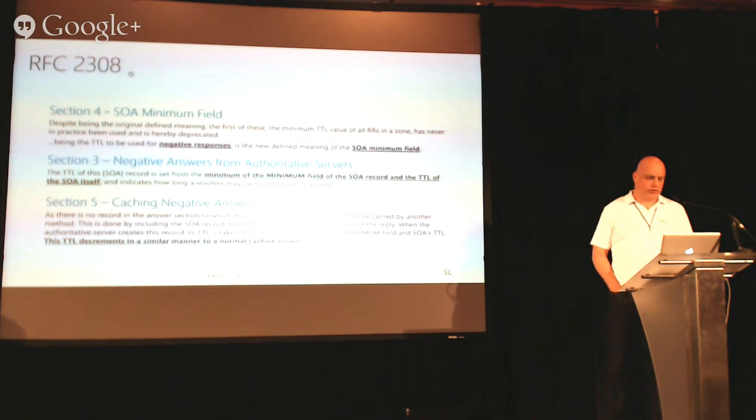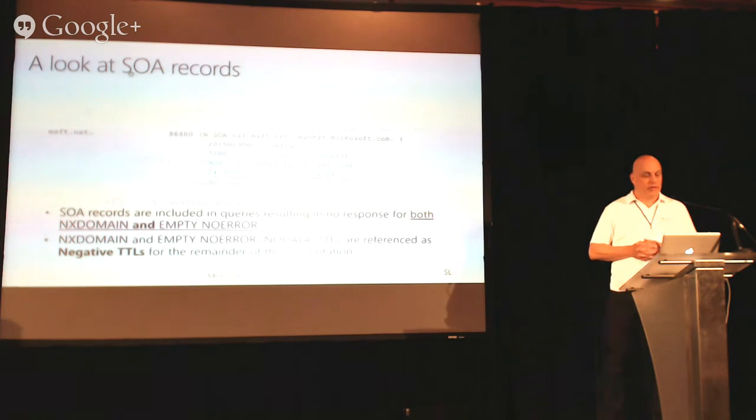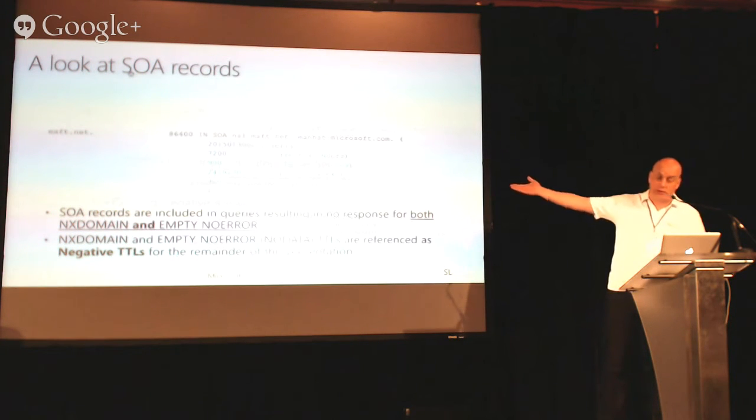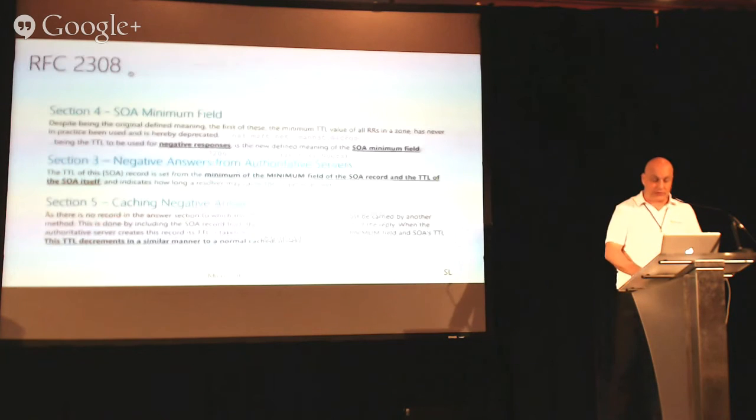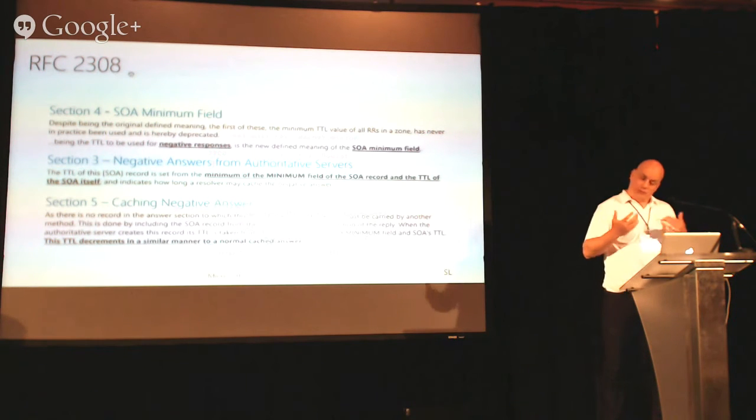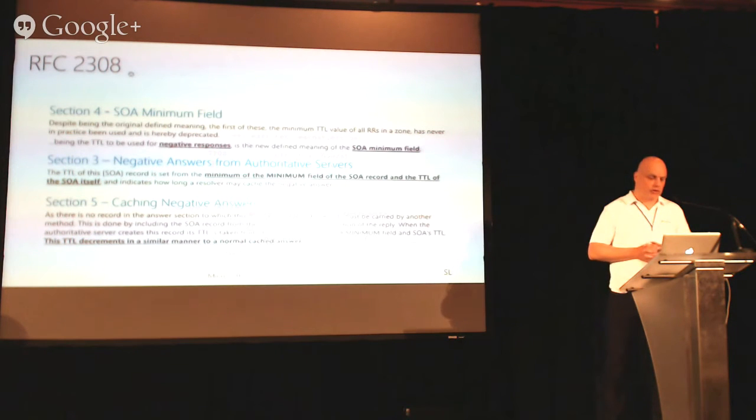The authoritative server should set the SOA TTL to the minimum of the minimum field of the SOA record and the TTL of the SOA itself. So if I go back to the example here, the minimum of the SOA TTL and the minimum field is the lowest, in this case 3,600. So that's what you should set as your SOA TTL when you send back the record as an authoritative server. And then section 5 talks about the caching of negative answers: you take what the authoritative server has set in the SOA TTL, and that's what you use to determine how long you can cache this record in your cache.